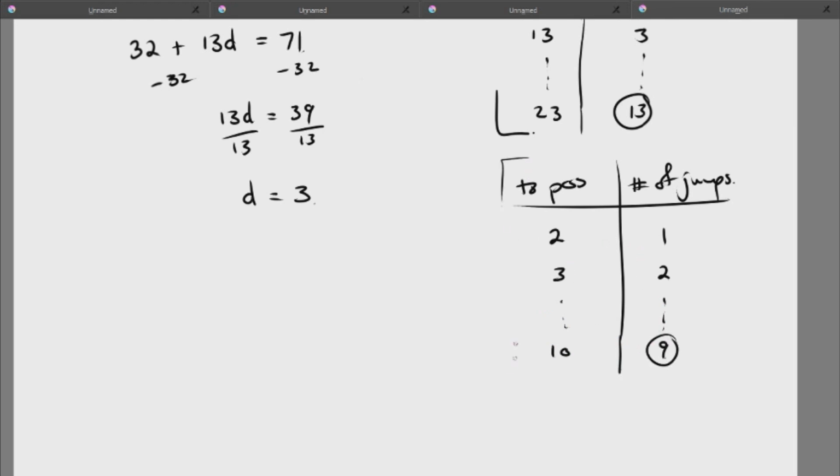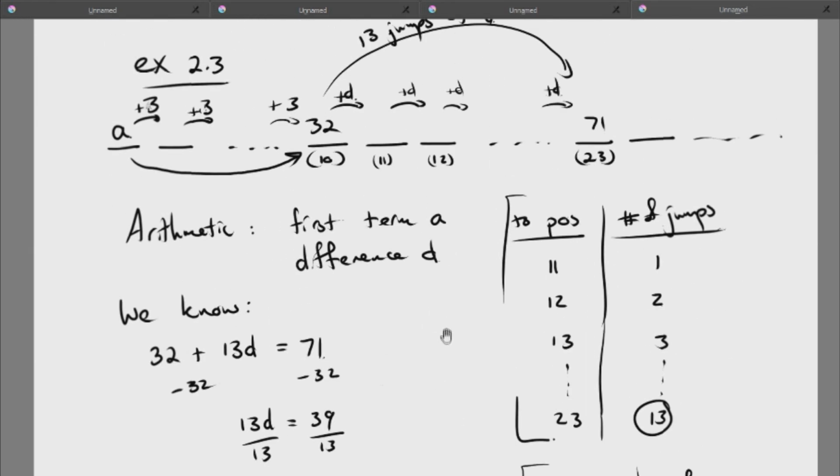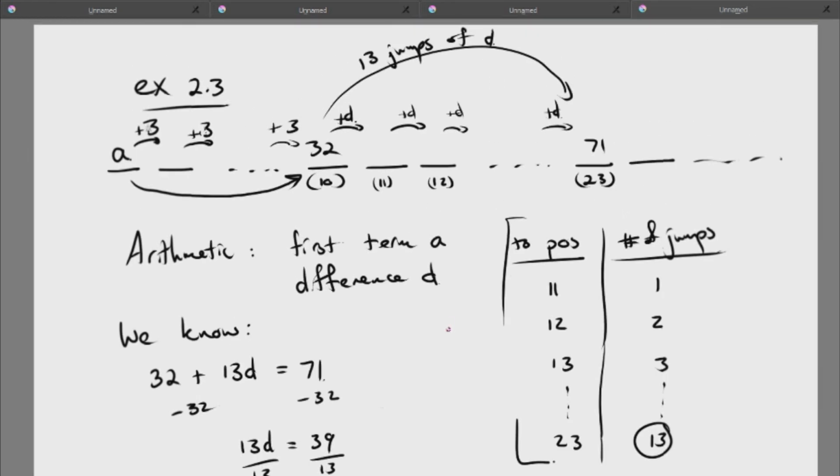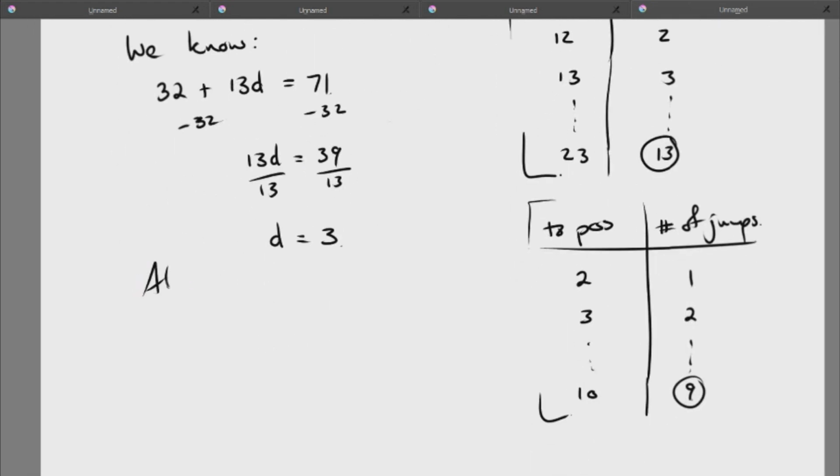But now I'm sure. Some people say, of course it's 9. I don't need a table. That's fine. But be sure. So 9 jumps. And I know the size, it's 3. So that means from A, I've made 9 jumps of D to get to 32.